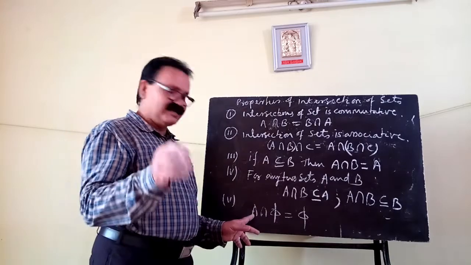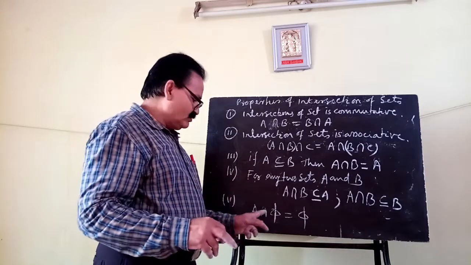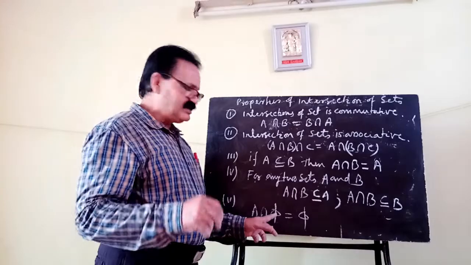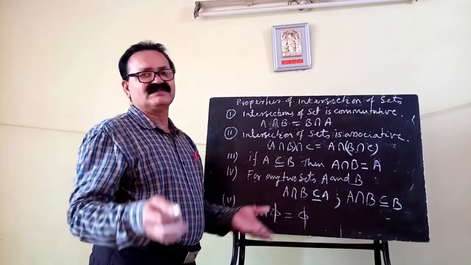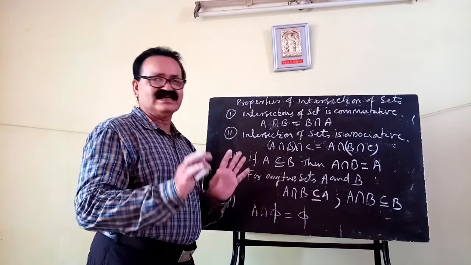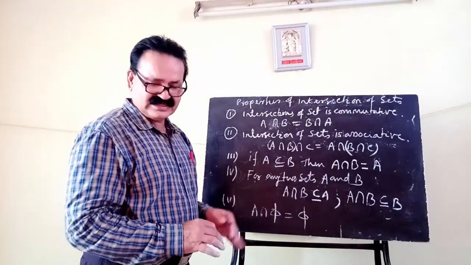If an intersection is made of any set with the null set, that is the empty set, then the result is also the empty set, because no element is common between A and the null set. Clear? So these are the properties of intersection.